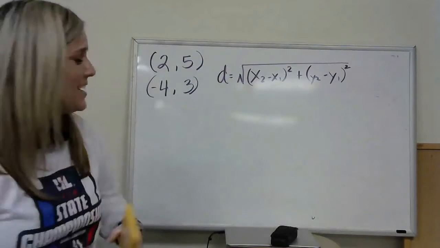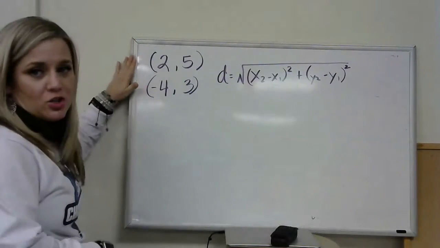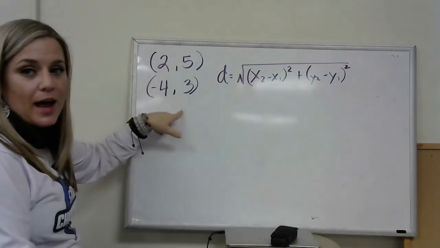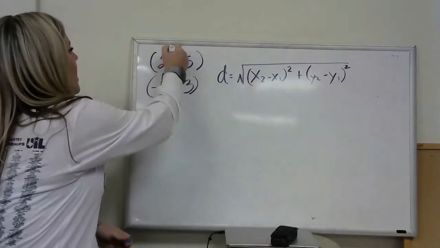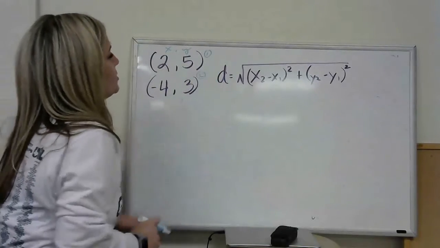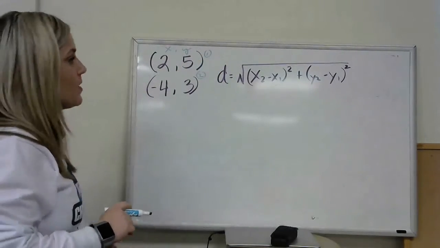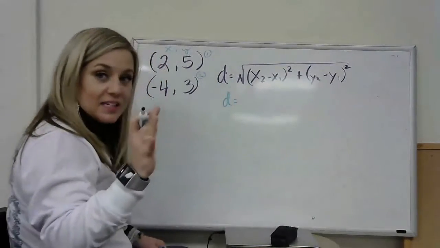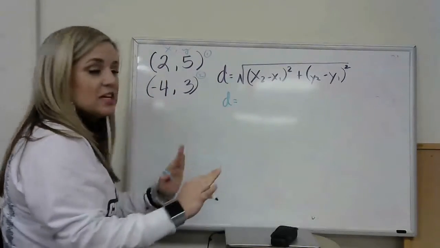All right, so here are our two points. We have 2 and positive 5, and then we have negative 4 and positive 3. These are x and y. We'll say this is our first set of coordinates, and this is our second set. All right, so I'm just going to plug my values in at this point.